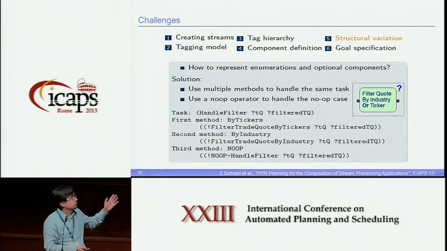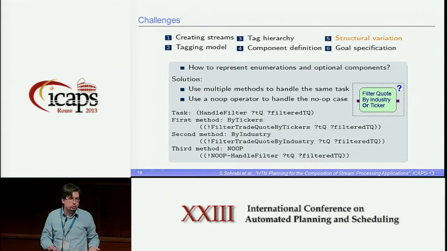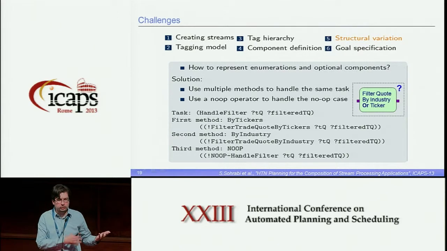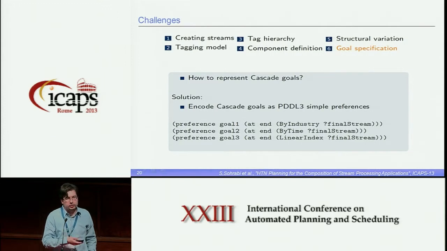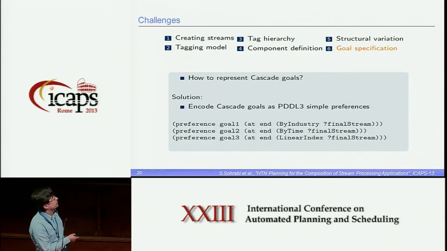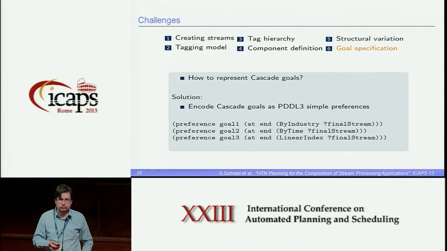This is probably what you would expect to define a choice with an optional component, like an optional filter, for example. We can specify a choice between two implementations and a no-op component. And as I mentioned earlier, to represent the Cascade goals, we are using preferences. So we're saying that we prefer to achieve this goal, and then the optimal solution would be the satisfying plan for the original problem.